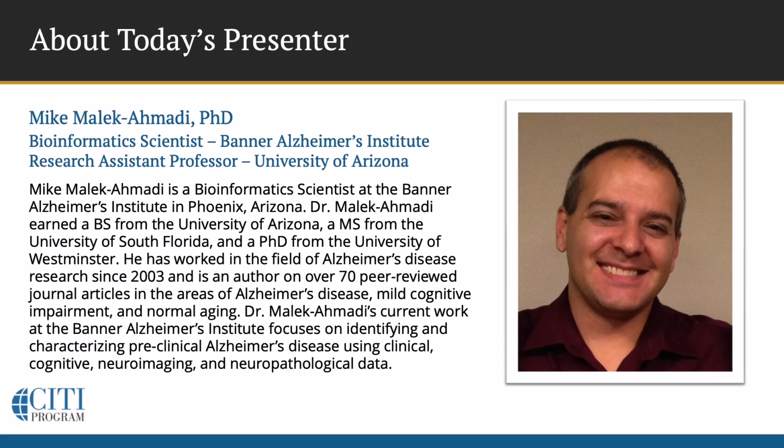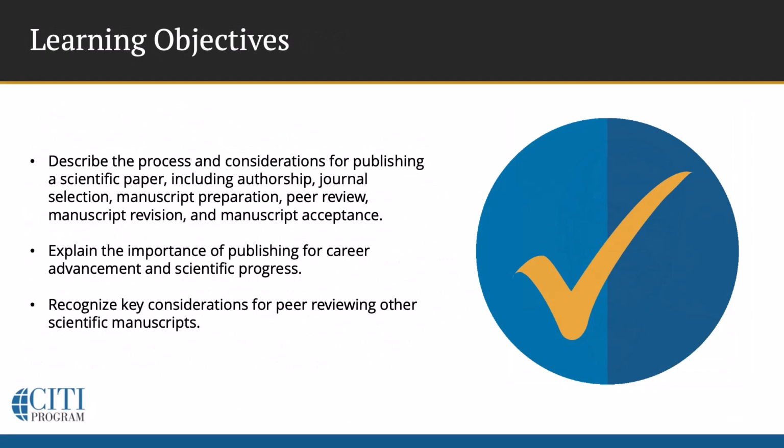So today with the learning objectives, what I'd like to do is just to very briefly go over these. So the first one is that we will describe the process and considerations for publishing a paper, and we'll go over things such as authorship, journal selection, manuscript preparation, peer review, manuscript revision, and finally what happens when a paper is accepted. We'll also discuss the importance of publishing for career advancement and scientific progress. And finally, we'll discuss a few considerations regarding being a peer reviewer and reviewing papers for journals.